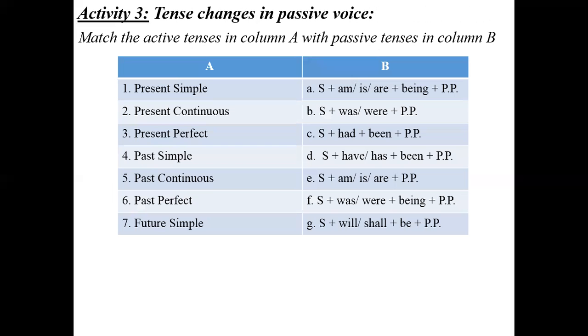Okay, now we move to activity 3. I have a table you can look at on the screen. All of you will look and match the active tenses in column A with the passive tenses in column B. Now, 1 minute for you to do this task.